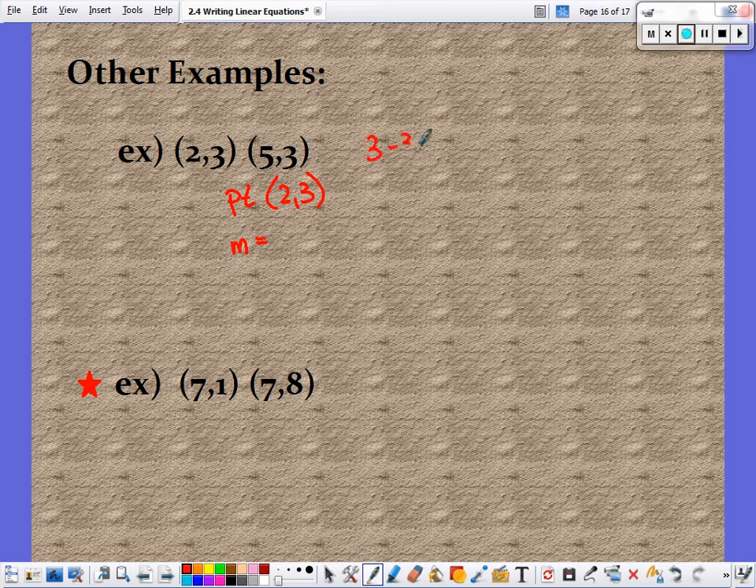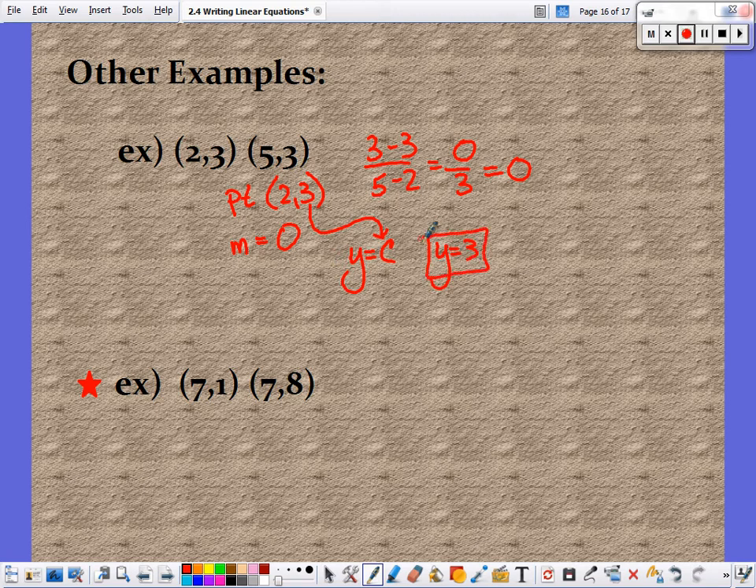Change in y's over the change in x's. Look at that, 0 over 3 is 0. Slope is 0. Now, what kind of line has a slope of 0? That's right, a horizontal line. So if I wanted to write the equation of a horizontal line, isn't it simply y equals a constant? So in this case, what is y? 3. So I know my answer is going to be y equals 3.